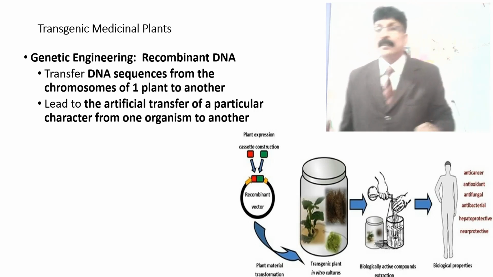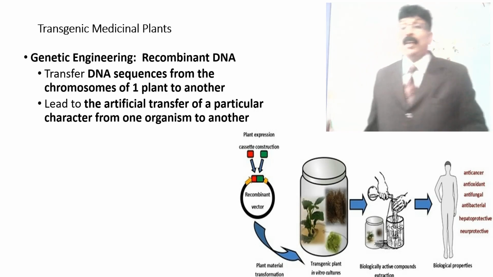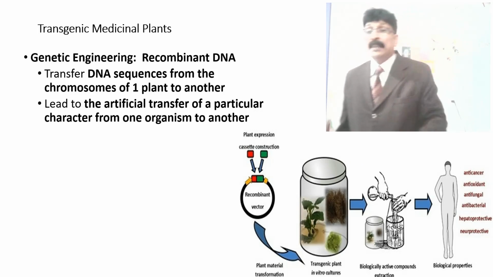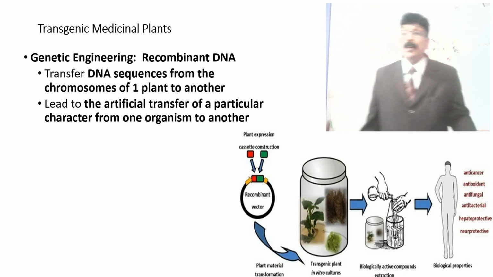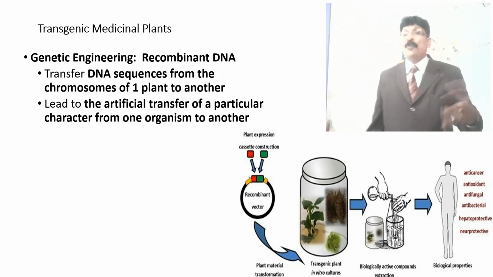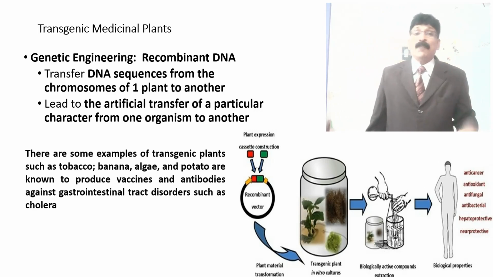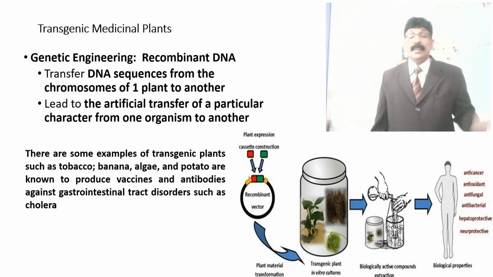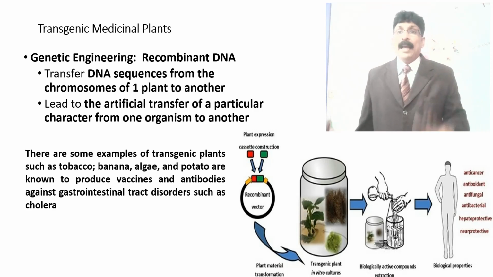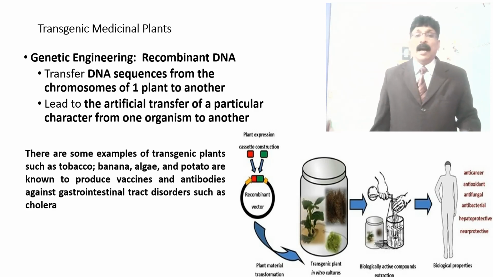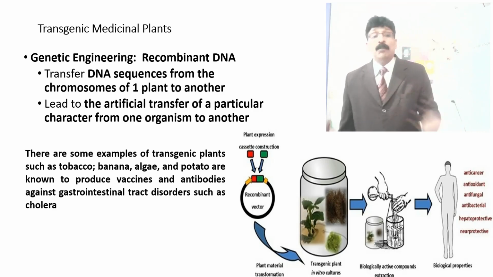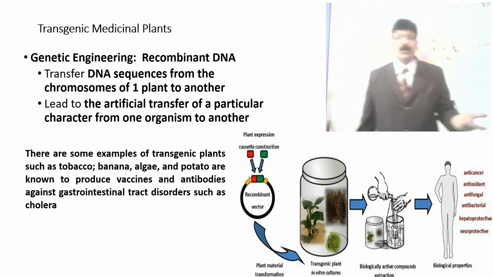anti-cancer drugs, antioxidant, antifungal, antibacterial, antiprotective, and neuroprotective drugs can also be produced, or any vaccines can also be produced. These are some examples of transgenic plants such as tobacco, banana, algae and potato, known to produce vaccines and antibodies against gastrointestinal tract disorders such as cholera.